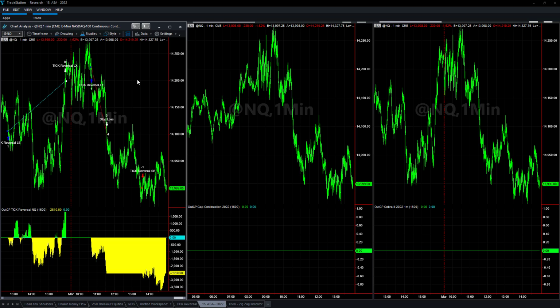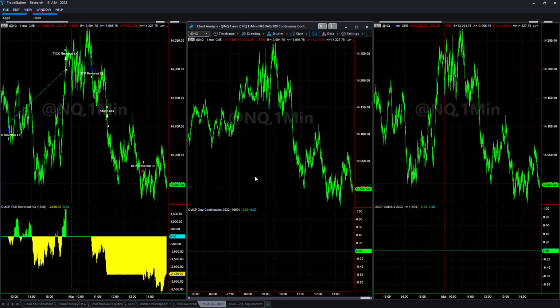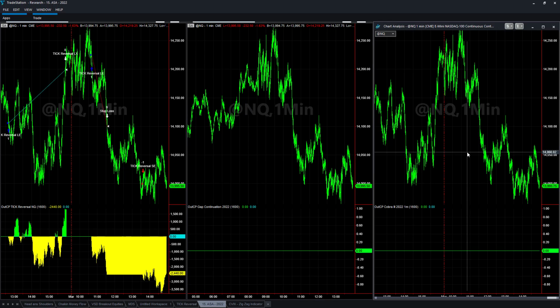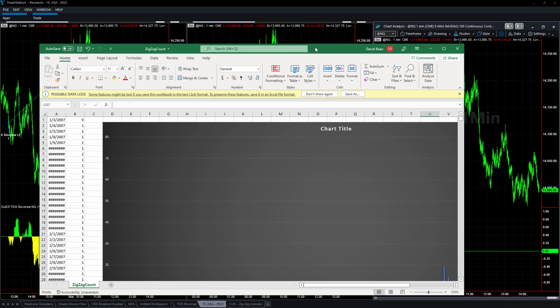I have 3 brand new strategies that I want to share with you, and this is tick reversal. It's brand new. These other 2, Gap Continuation 2022, a new version of gap continuation, and Cobra III 2022, a new version as well. I want to go over this to bring relevance to this tick reversal.